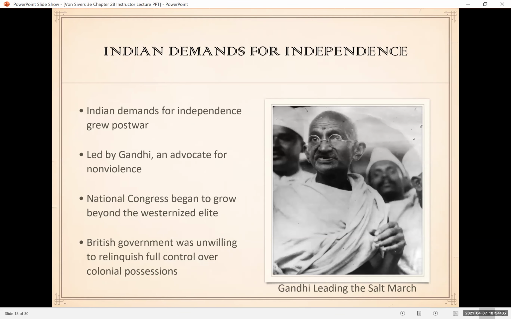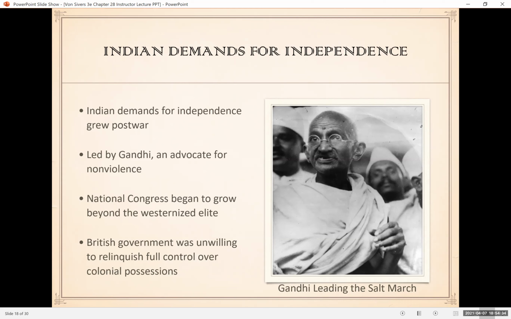India will continue its demands for independence after World War I. After all, there had been Sikhs, there had been plenty of Indian troops who had fought for Great Britain in World War I, possibly with the idea that maybe they could be rewarded with independence.